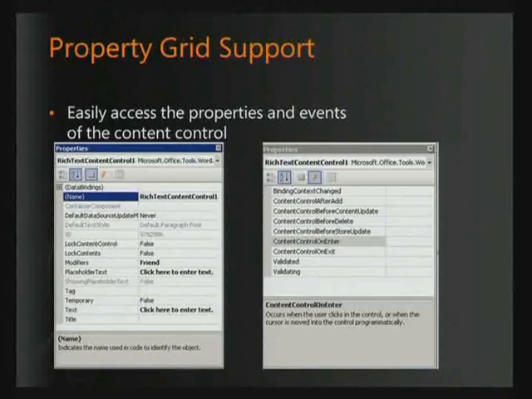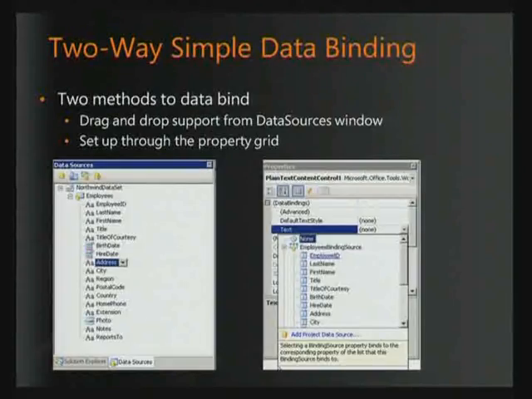And then, of course, you get IntelliSense with this. And you get two-way simple data binding. Simple data binding means that if you're just grabbing data from a table, that's fine. But if you've got links and joins with that table, that doesn't get handled very well in this version. We're working on that for the future. So for the simple data binding, it's very easy.